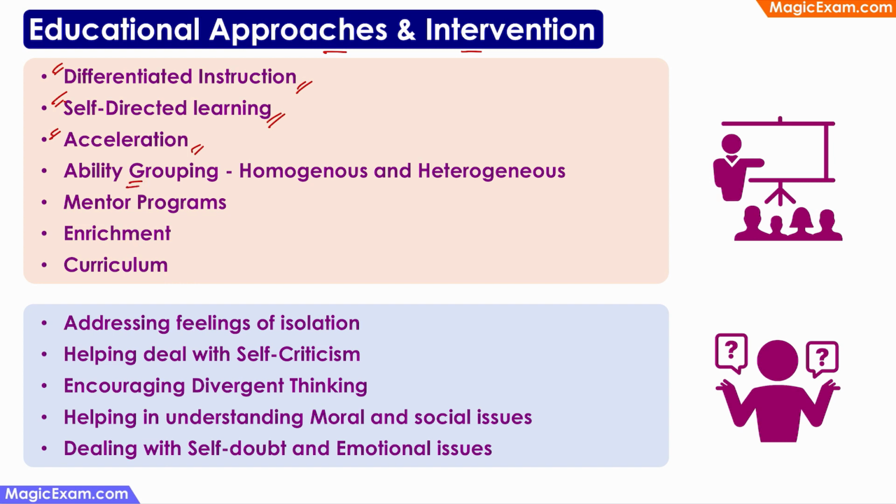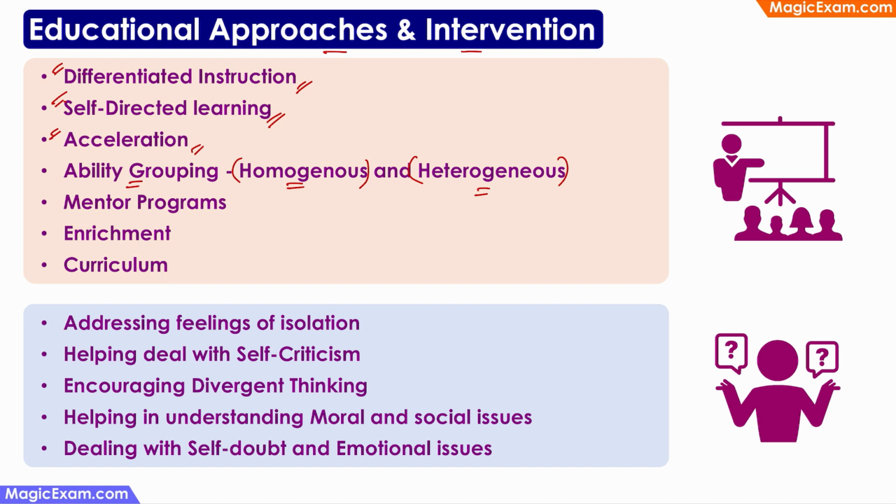Then comes ability grouping. So ability grouping can be homogeneous or heterogeneous. For example, in a classroom, if I make a group of all children who are good with mathematics, and I make a group of all children who are good with languages, so these are homogeneous groups. And if I make a mixed group of children, some of whom are good in mathematics, some of whom are good in languages, so that is a mixed group or a heterogeneous group.